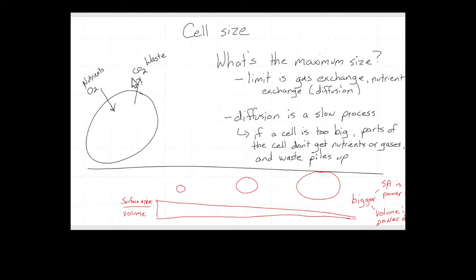Anyway, with diffusion, we know that this is a process that can take time. If you heat things up, things go faster. But because of diffusion, there is a maximum size that cells can have. And the limit is for gas exchange and other nutrient exchange. And so that's all based on diffusion, and diffusion's a slow process. If a cell is too big, then parts of the cell don't get enough nutrients or gases and the waste piles up. So what is too big?